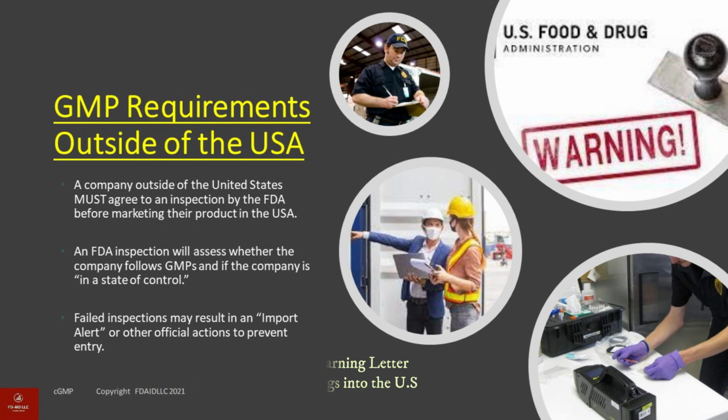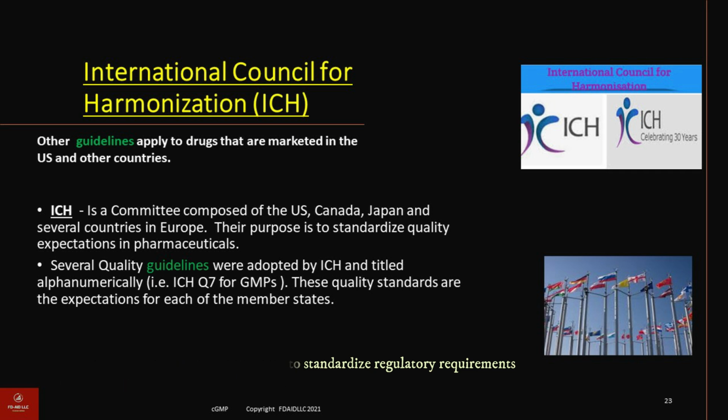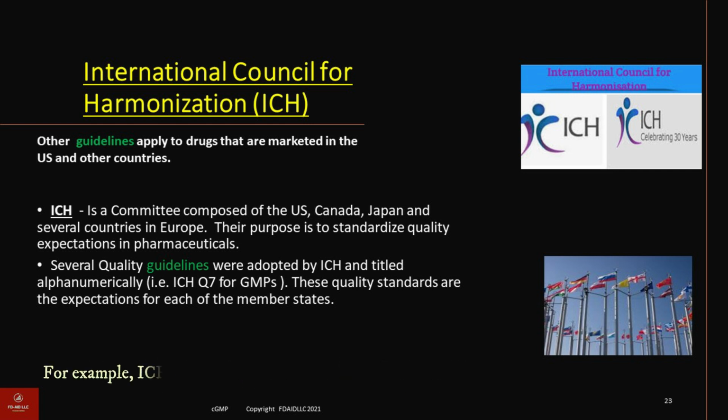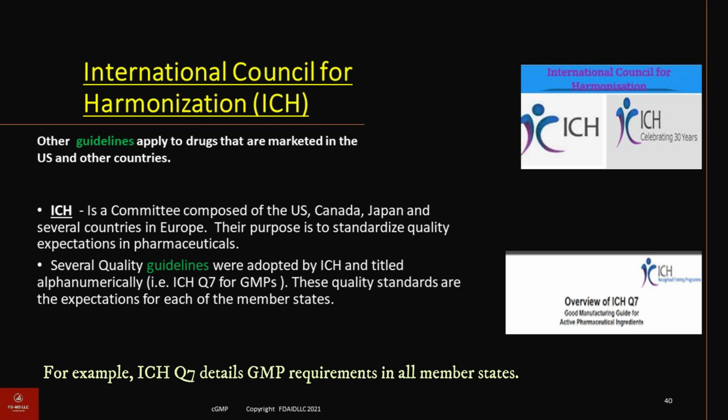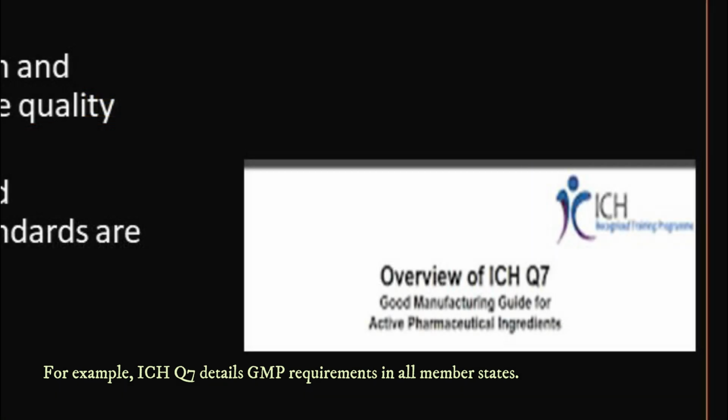In 1990, a collective of countries gathered to standardize regulatory requirements for drug quality from a global perspective. This group was called the International Council for Harmonization, or ICH. Those standardized guidelines are known as the ICH-Q documents. For example, ICH-Q7 details GMP requirements in all member states.